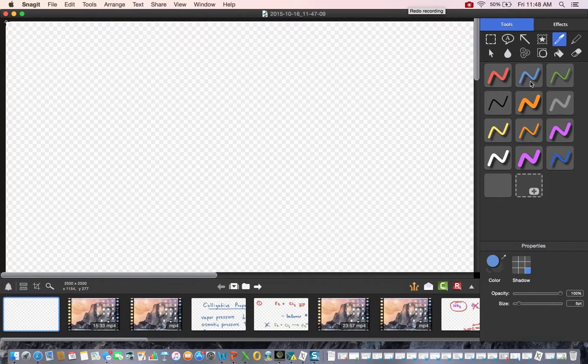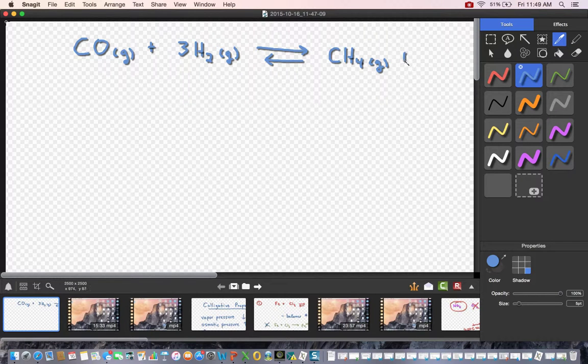Right, let's consider the following chemical reaction where we have carbon monoxide gas plus 3 molecules of H2 gas, and this yields, in an equilibrium process, a molecule of methane gas, that's CH4, and a molecule of water vapor, that's H2O.